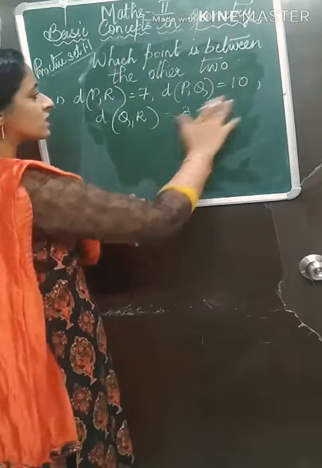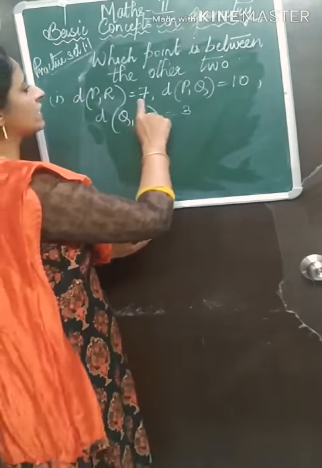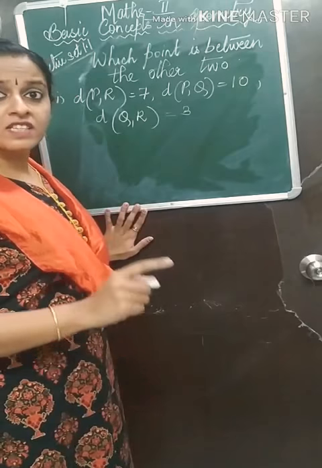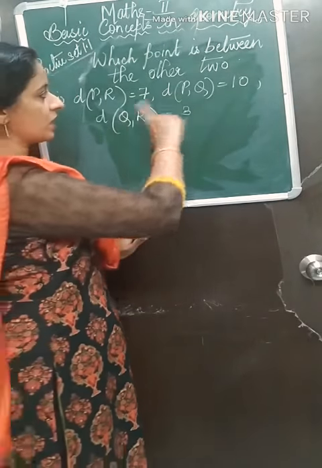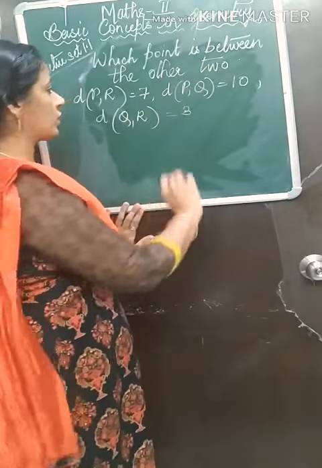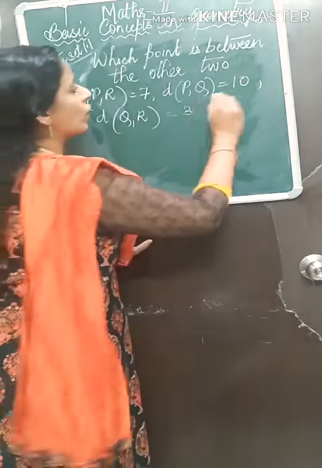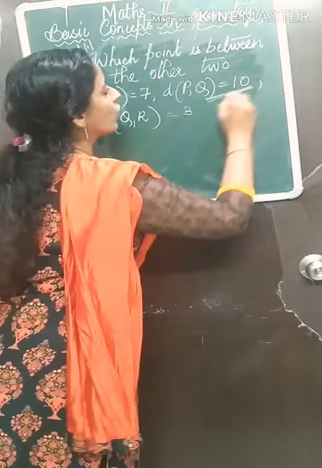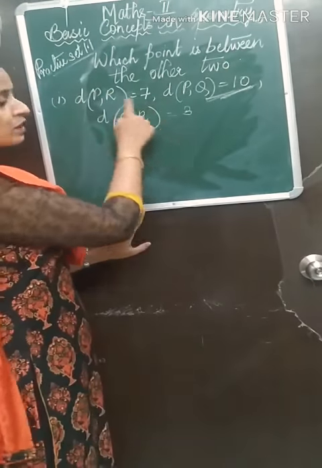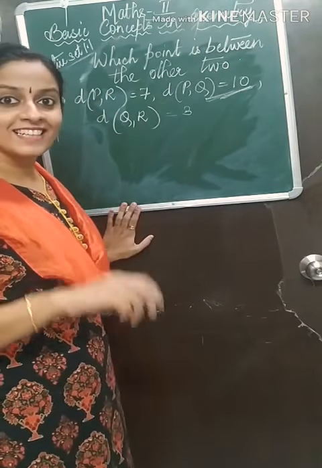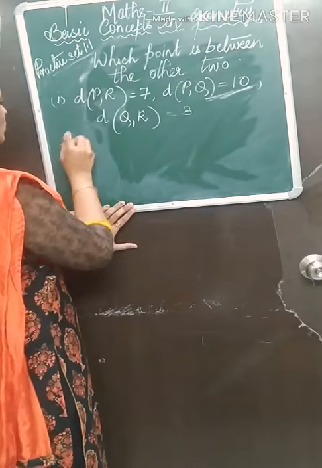Now, so many distances are given: 7, 10 and 3. Which is the greatest number out of these? The greatest number is 10. So we will not touch this. Whereas the remaining two smaller distances, let us add and see. So, solution.